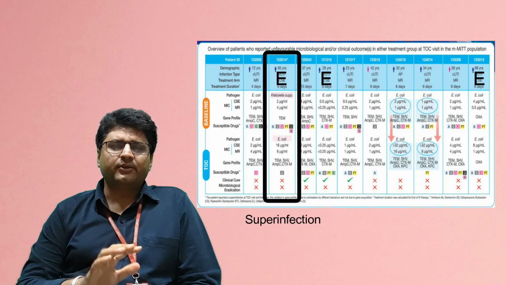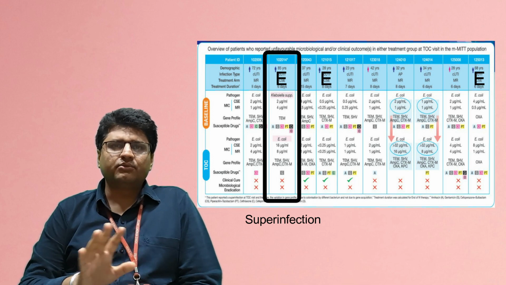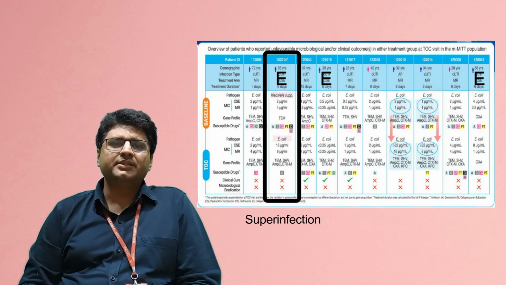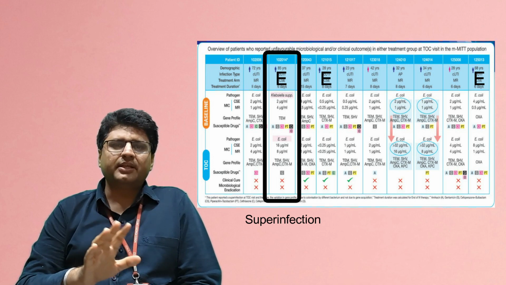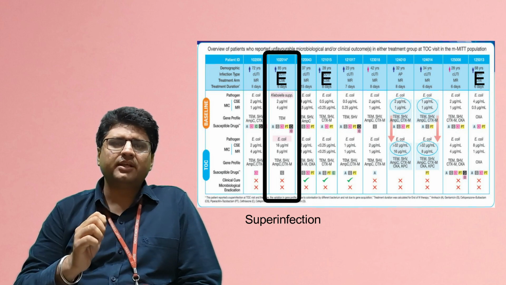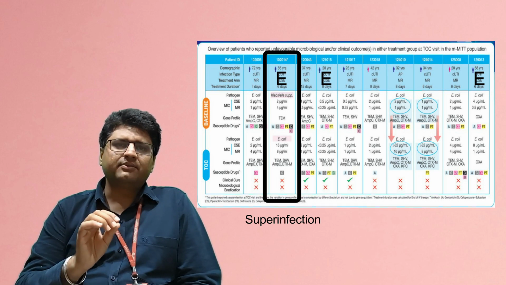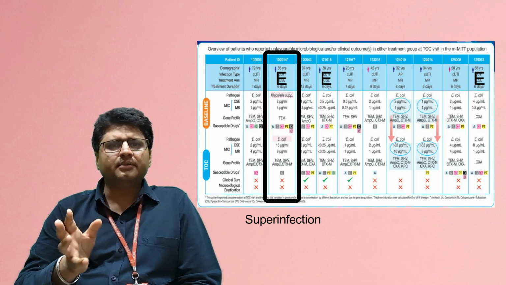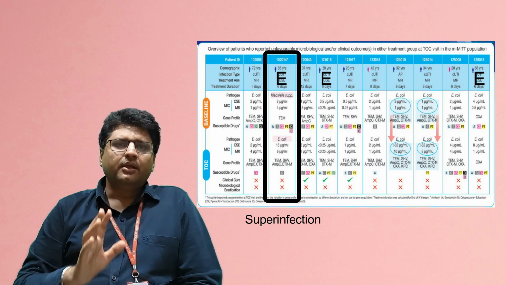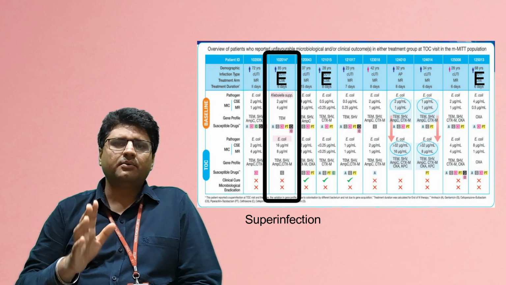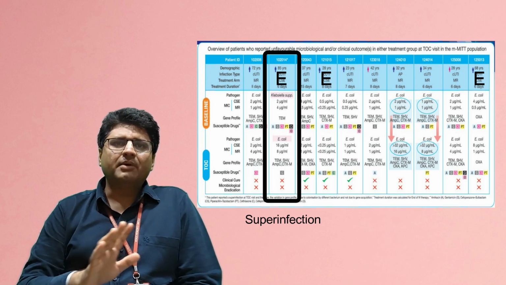So these are the 3 patients who failed Elores therapy. We can see none of the patients showed a significant increase in MIC levels over baseline levels at TOC. Just a single patient showed an increase in MIC levels, but still that was a superinfection, which means that the patient was now infected with another pathogen. So this is a superinfection, and for the rest of the two patients who failed Elores therapy, MIC levels had not increased significantly.